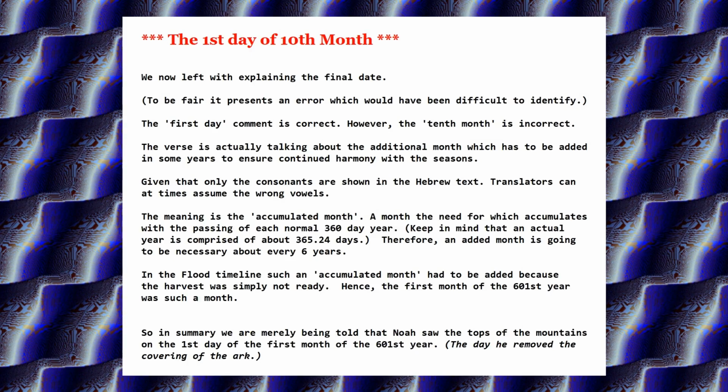Keep in mind that an actual year is comprised of about 365.24 days. Therefore, an added month is going to be necessary about every 6 years. In the flood timeline, such an accumulated month had to be added because the harvest was simply not ready. Hence, the first month of the 601st year was such a month. So in summary, we are merely being told that Noah saw the tops of the mountains on the first day of the first month of the 601st year, the day he removed the covering of the ark.